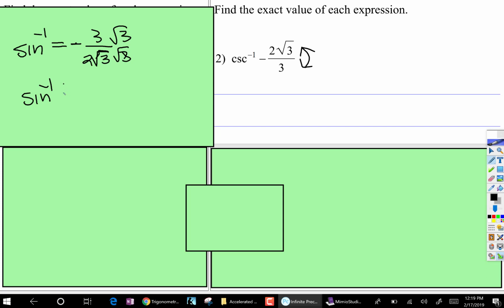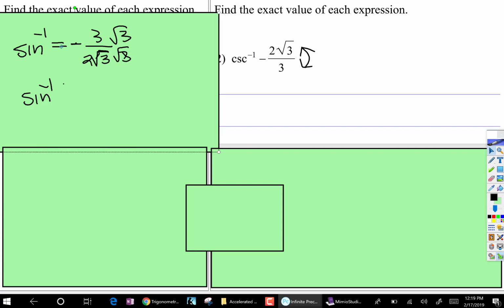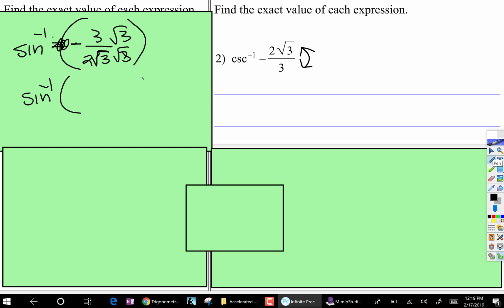I shouldn't say equal right there. Sorry about that. It's this. Well, √3 times √3 is 3. So that's -3√3 over 2 times 3. Those cancel, leaving -√3 over 2.